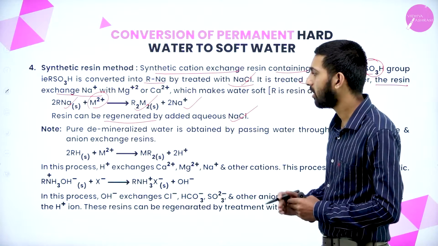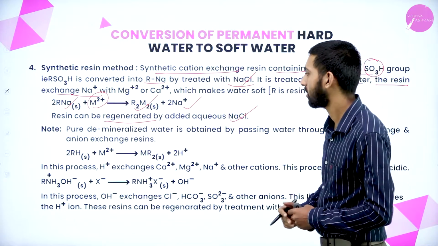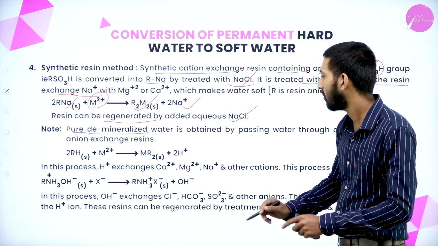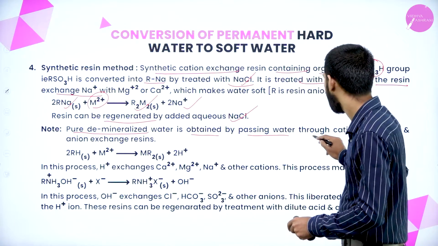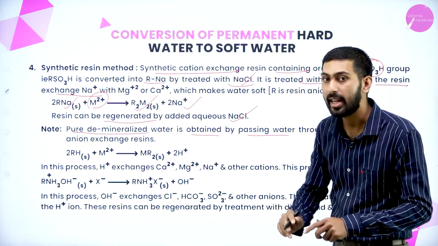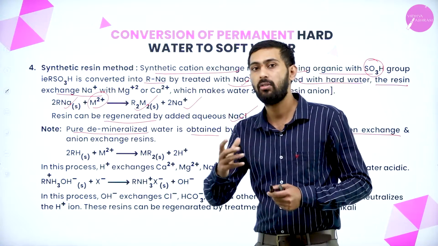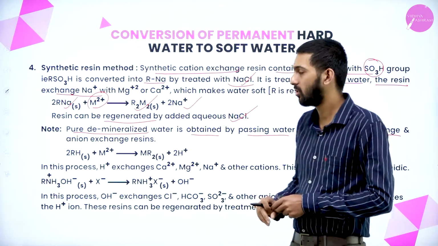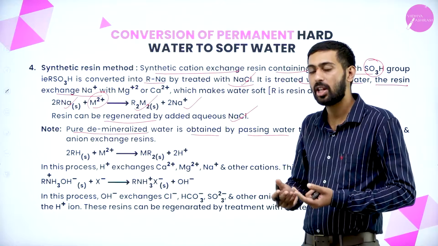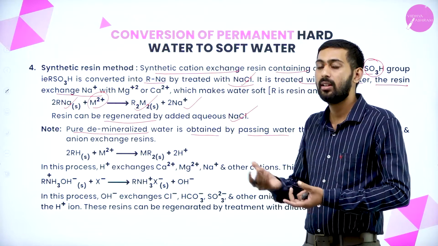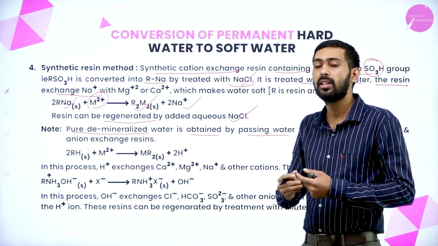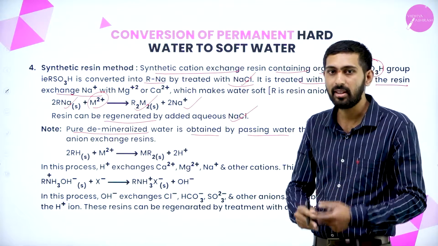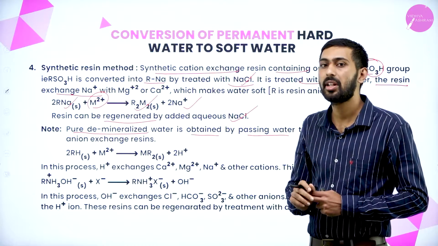Okay, next thing is we have to take one small note. Here pure demineralized water is obtained by passing water through cation exchange and anion exchange, meaning mineral water and all, like in distilleries. That is the purest form of water, right? So how will you get such type of water? Just by demineralizing. We have to use the ion exchange method, cation and anion exchange. Then we will get the purest form of demineralized water.